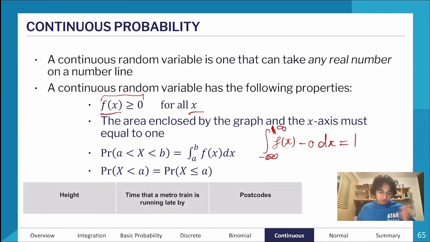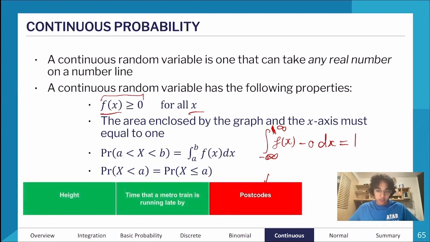So here are a couple of different variables. Two of them are under continuous probability, like you guys just saw, and one of them isn't. I'm going to explain why. Obviously, with postcodes, you generally don't have decimal points, right? You'd hope. Whereas with metro, the time that things can run late by, or height, like I mentioned earlier, that's going to be on a spectrum, on some continuous scale. So those two are continuous, whereas postcodes is not.